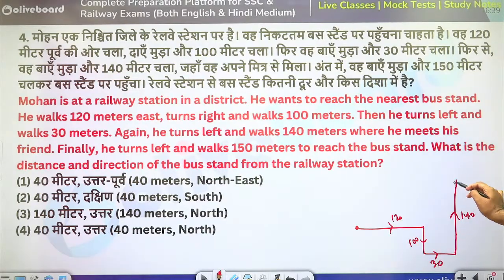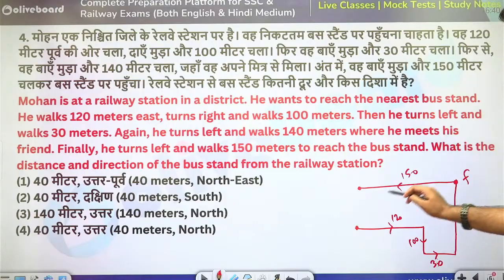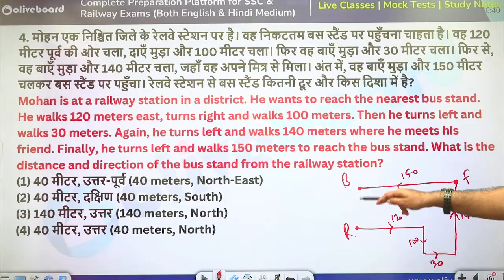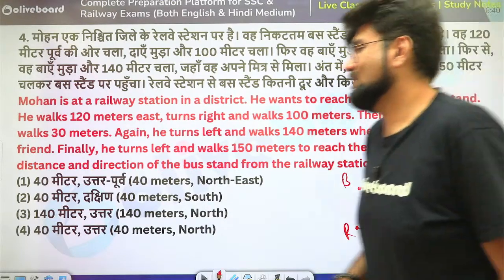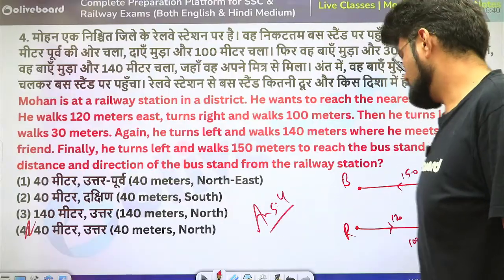Where he meets his friend. So this is his friend. Finally turns left and walks 150 meters. 30 plus 120 is 150. So he'll come exactly here, right on the top. And this is the bus stand. This is the railway station. The question is, what is the distance and direction of the bus stand from the railway station? So it's north and it is 40 meters north. Option 4. Easy. Next.